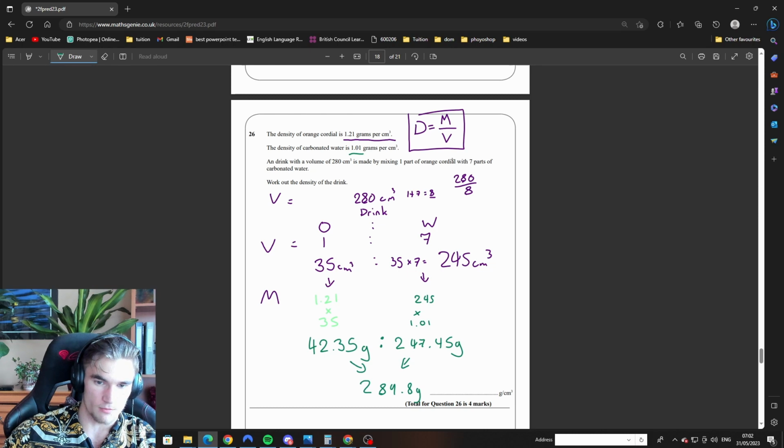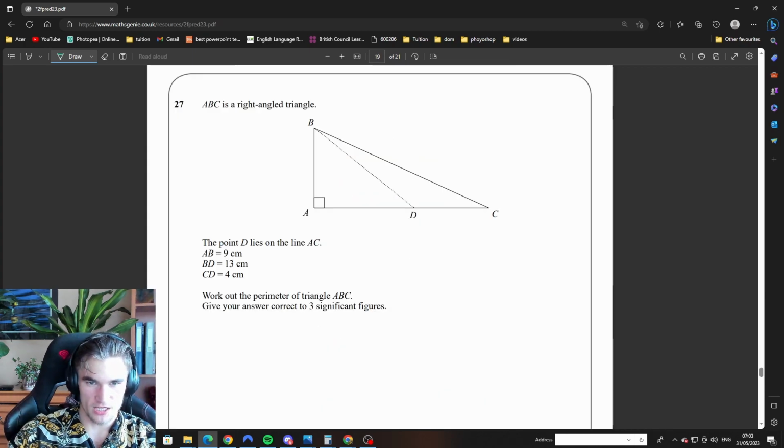So I know that this is the mass of the drink, and I know that this is the volume of the drink. So I'm going to do 289.8 divided by 280. And that equals 1.03.